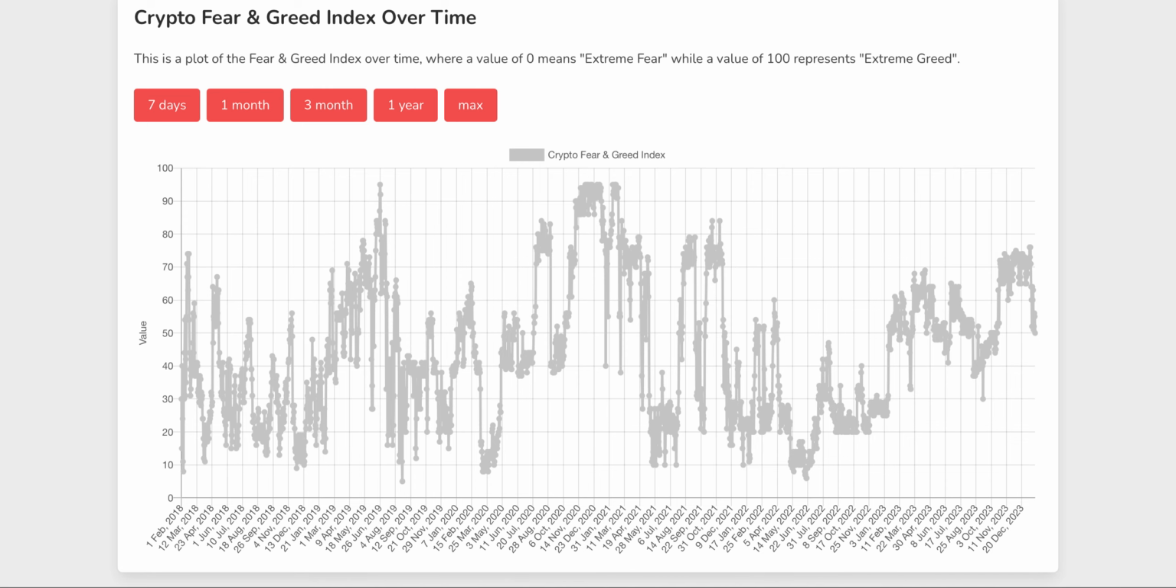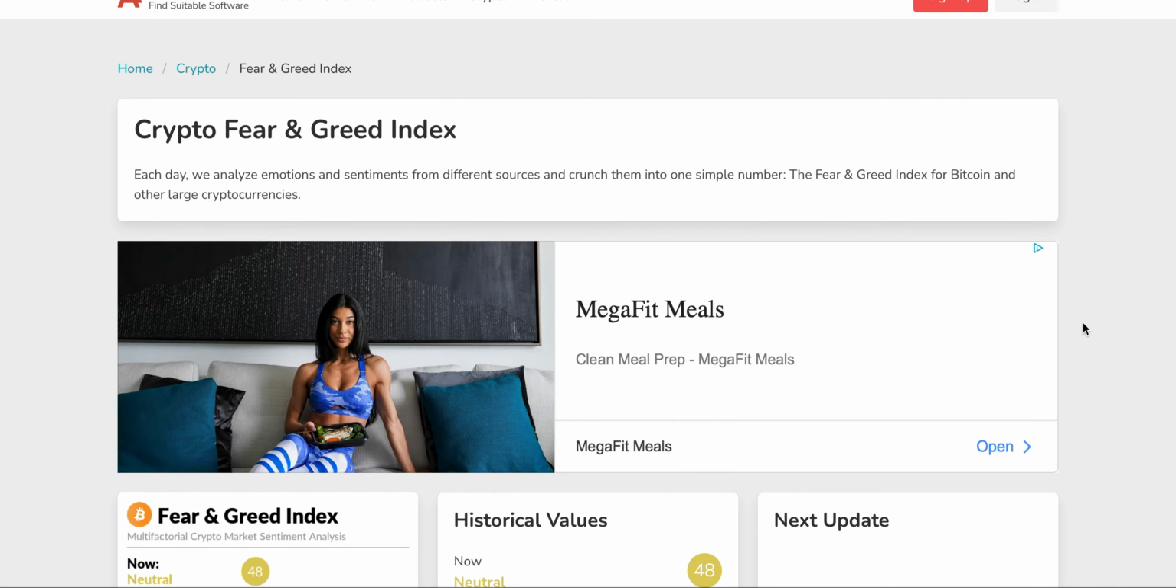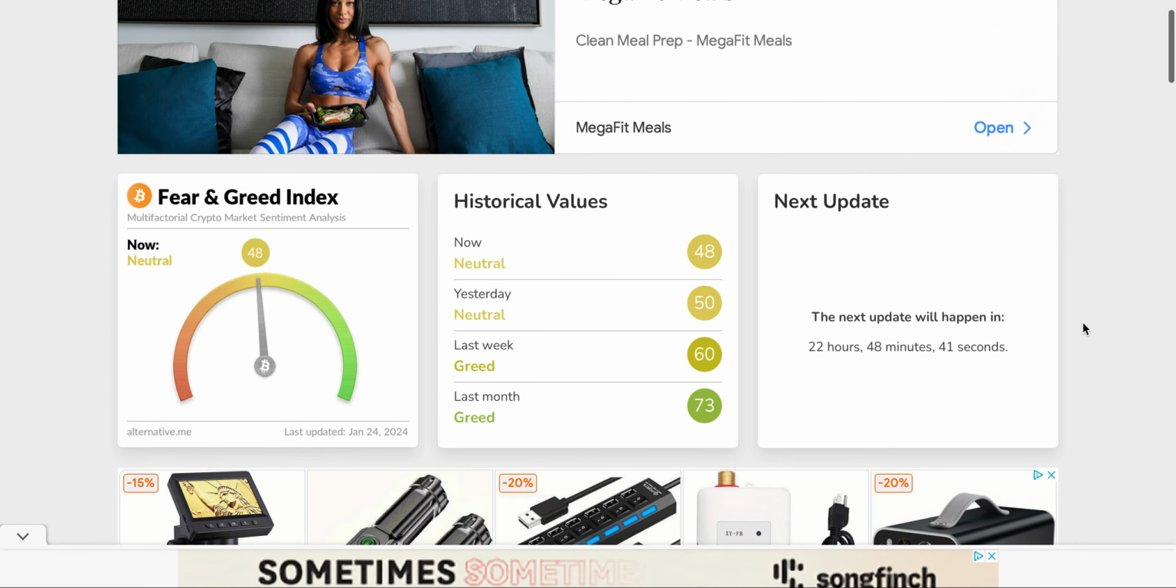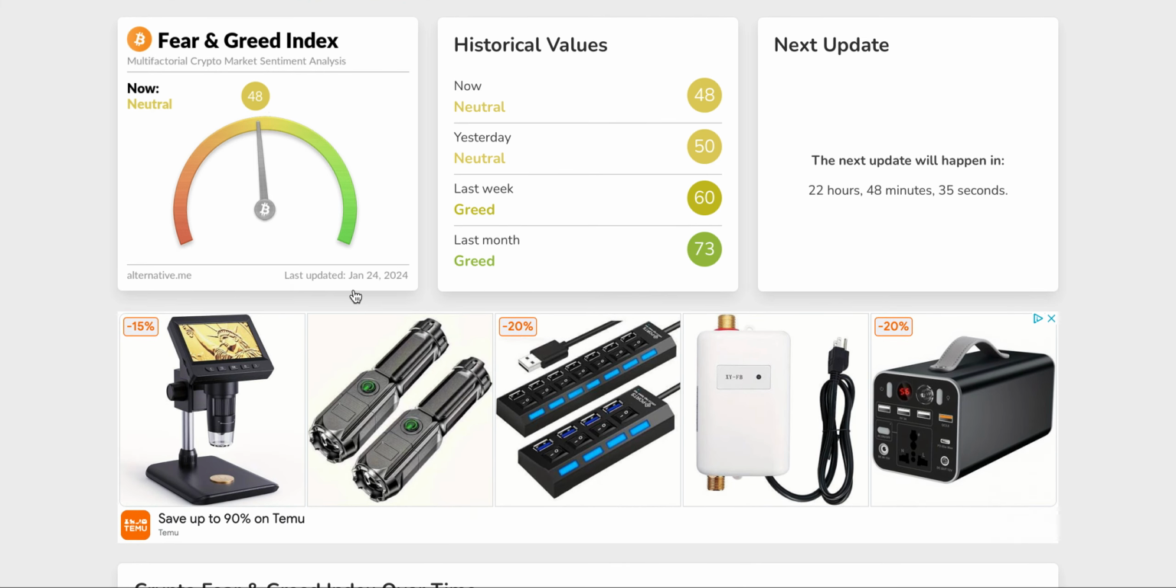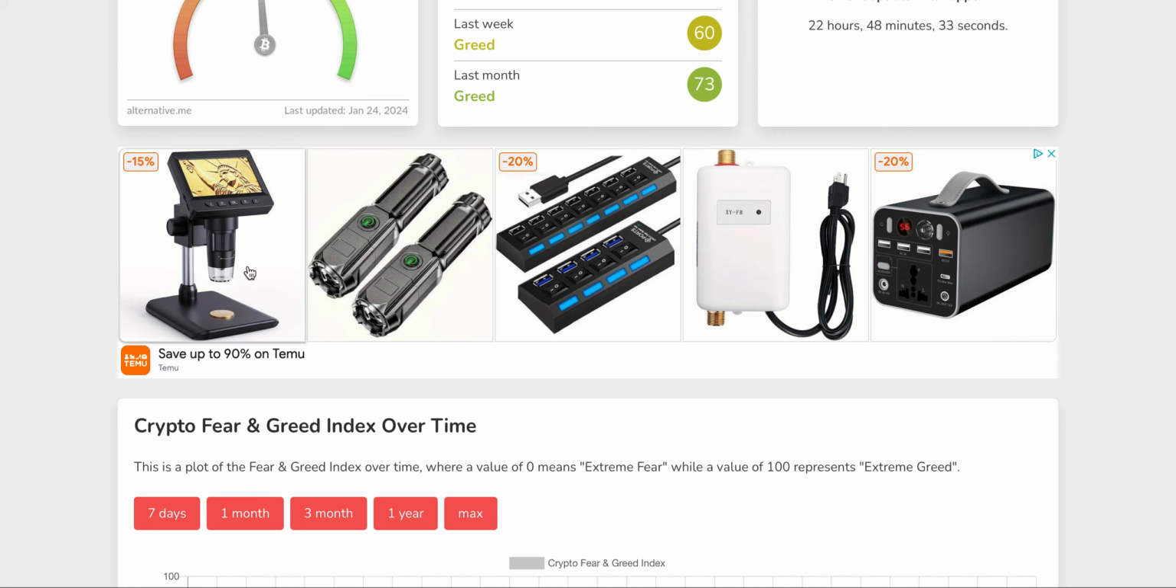Crypto fear and greed. Let's refresh this. This one always says very weird advertisements. Here we go. We have fallen below 50. Okay, this has been a first for a while. We were in extreme greed not long ago.